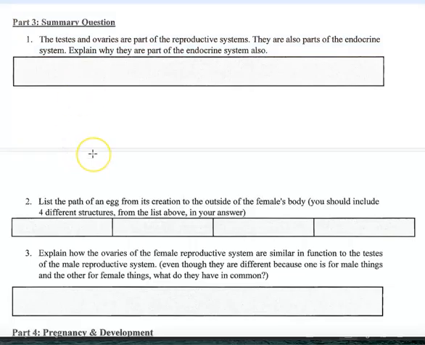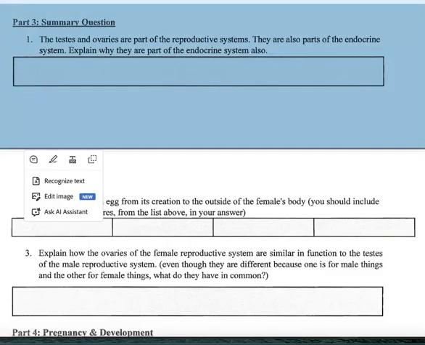And it says, the testes and ovaries are part of the reproductive system, which you already know. They are also parts of the endocrine system. Explain why. So you have to remember that the endocrine system is responsible for releasing hormones. The two hormones involved in the reproductive system are, in the female system, estrogen and progesterone, and in the male system, testosterone. So that's why they're parts of both systems.